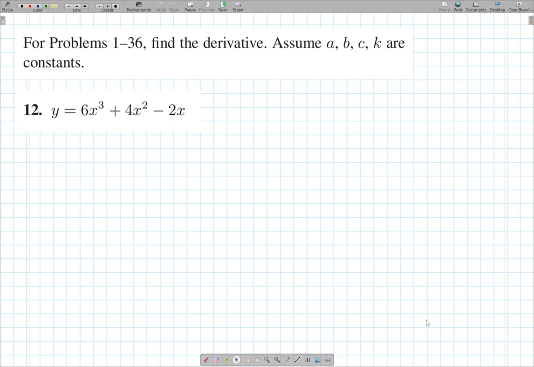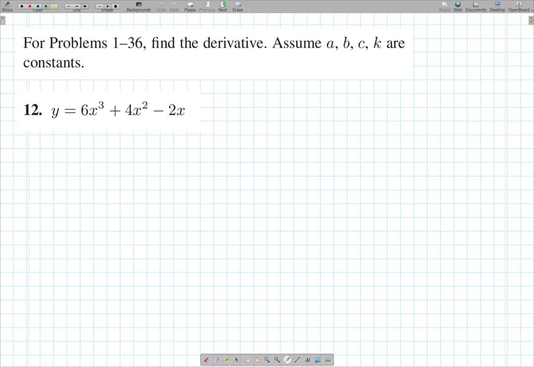So we will continue in finding the derivative. For example, problems: find the derivative. Assume A, B, C, K are constant. So when we see an equation with A, it means A is a constant, because the direction says we will assume A as constant, B constant also, C constant, and K is also constant. Okay, so we have to find the derivative.